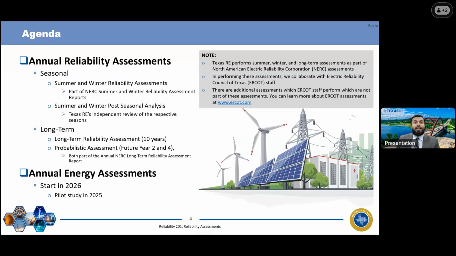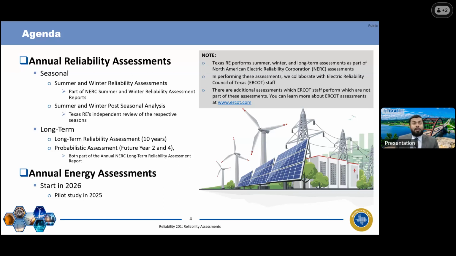In the following slides, I will provide an overview of the work that goes into preparing the reliability assessments by the Texas RE Reliability Services team. I will first show you some examples of the previous reliability assessments. Then we'll discuss more about their purpose, process steps, and timeline. Let's briefly touch on each of these types of reliability assessments.